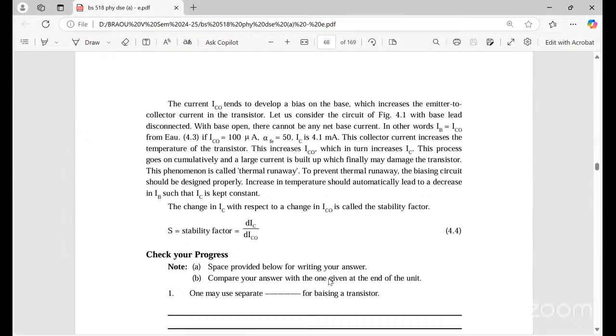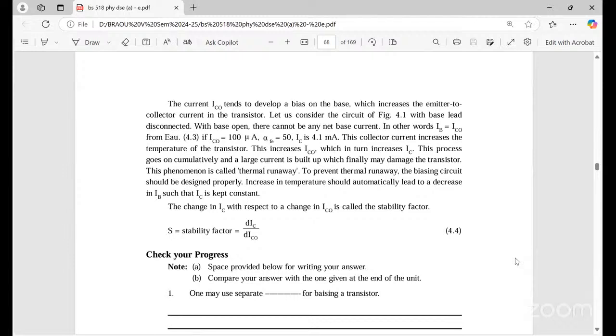So here the stability factor is dIC by dICO. ICO tends to develop a bias on the base, and which increases the emitter to collector current in the transistor. When the base is open, there cannot be any net base current due to the minority charge carriers. So the collector current increases the temperature of the transistor, and this increases ICBO, which in turn increases the IC value, the collector current value.